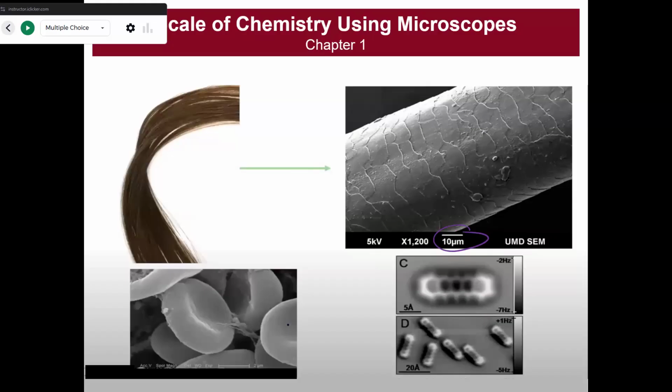And then if you get a stronger microscope, a scanning electron microscope, you can look at red blood cells. That's what you see in the bottom left. So the red blood cells have that cute little hollow in the middle for the oxygen to carry it along in your bloodstream.